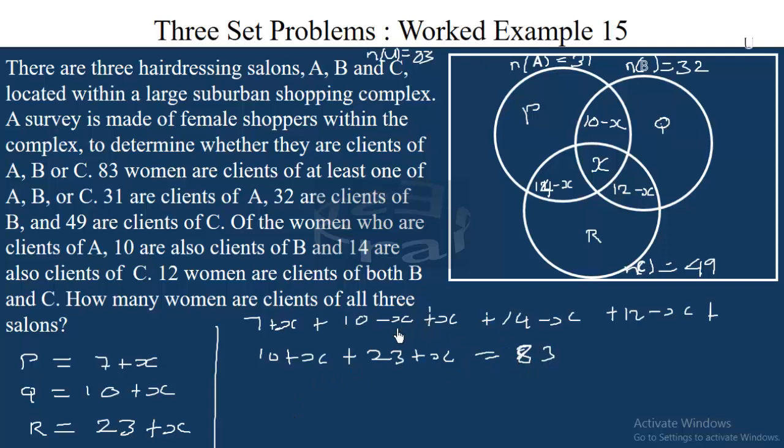Now to simplify this, this will cater for this, then this is also catering for this, so you should get 76 plus x to be now equal to 83. Therefore x is equal to 83 minus 76, and this will be equal to 7. So 7 women are clients of all the 3 salons.